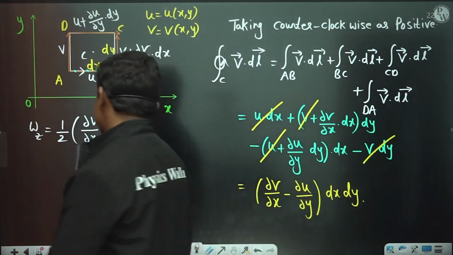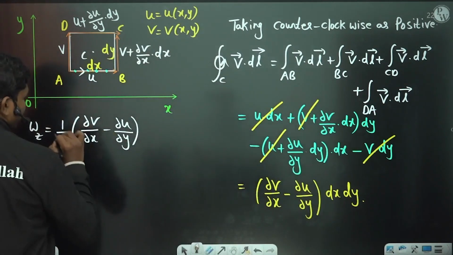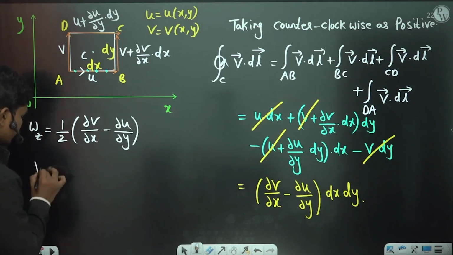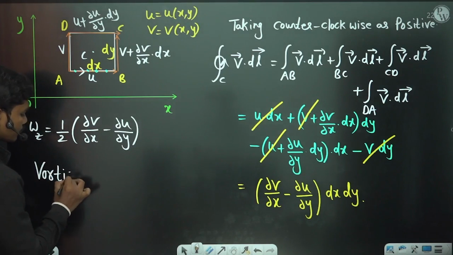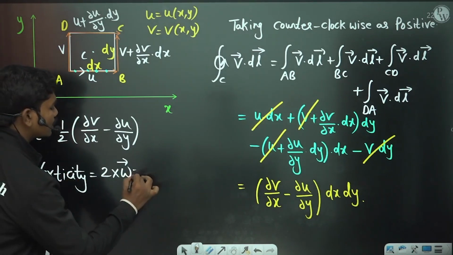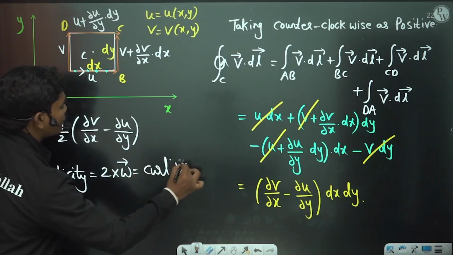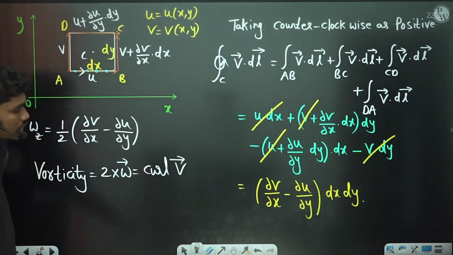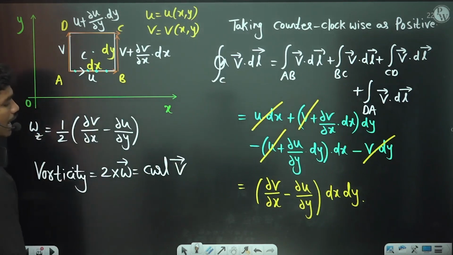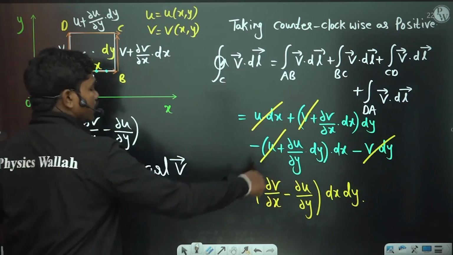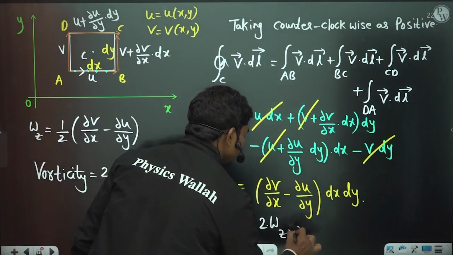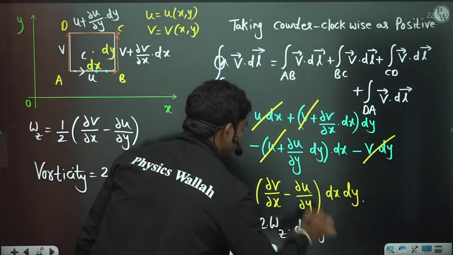One thing, in this case ∂v/∂x minus ∂u/∂y. Here we wrote something called vorticity, which is 2 times the angular velocity, which is nothing but the curl of this vector V. Correct? So this is what we have seen in differential analysis. Therefore this component can be written as 2 times omega z into dx dy.